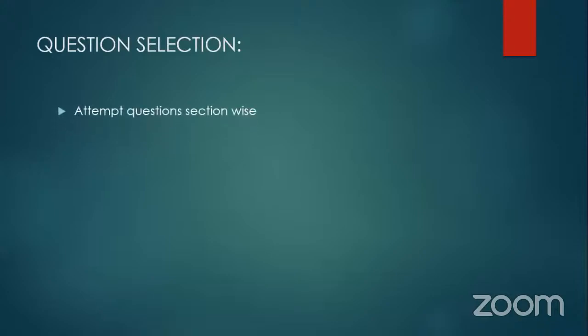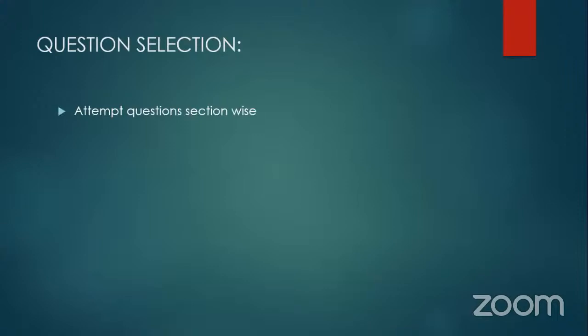When we are selecting the question, we have to select the questions which we are confident about. And while writing the paper, we have to attempt it section wise. Section wise means, if the choice is yours, if you choose to select section 1, then first complete section 1 and then move to section 2. Or if you wish to solve section 2 first, then first complete section 2 and then move to section 1.